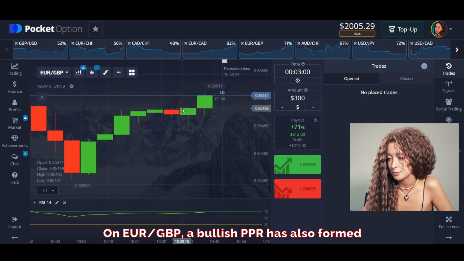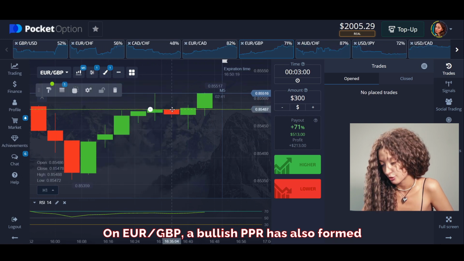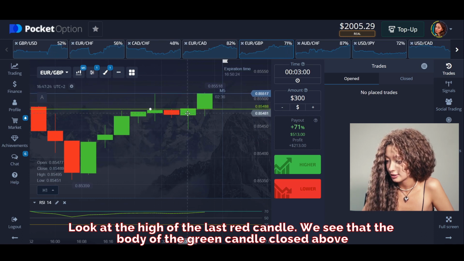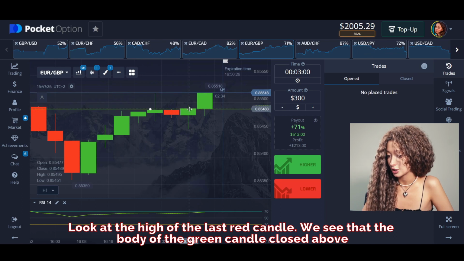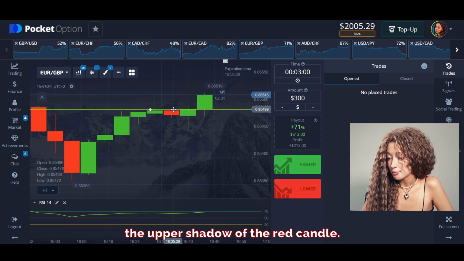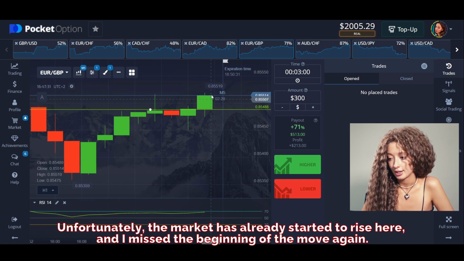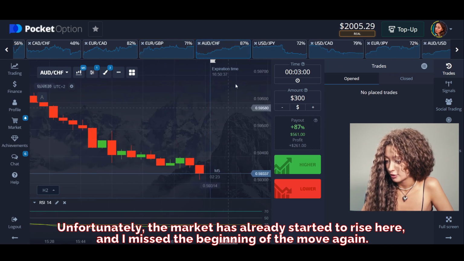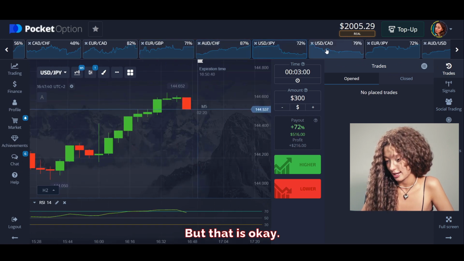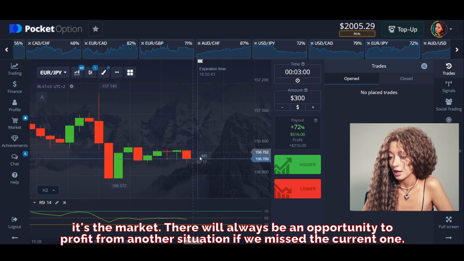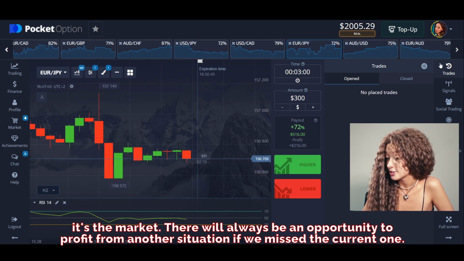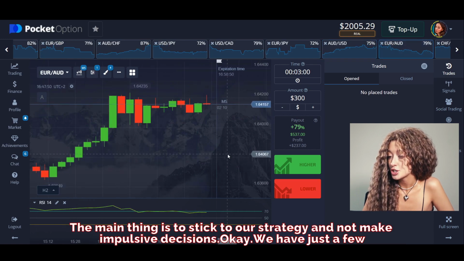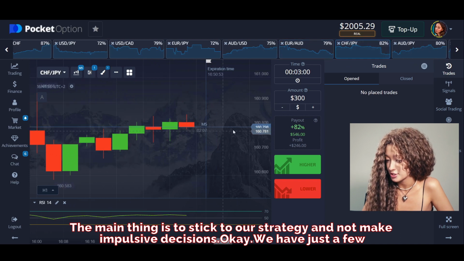And on EUR/GBP, a bullish PPR has also formed. So look, at the high of the last red candle, we see that the body of a green candle closed above the upper shadow of the red candle. Unfortunately, the market has already started to rise here, and I missed the beginning of the move again. But that is okay. It's the market. There will always be an opportunity to profit from another situation if we miss the current one. And the main thing is to stick to our strategy and not make impulsive decisions.